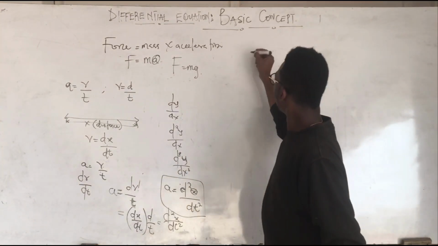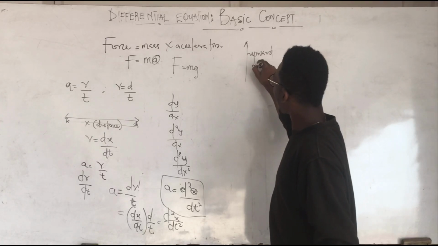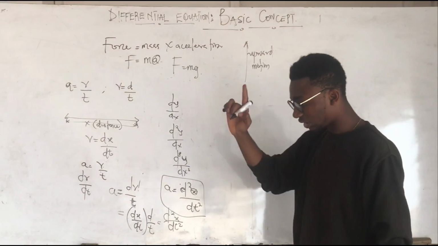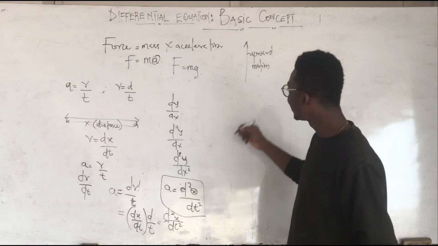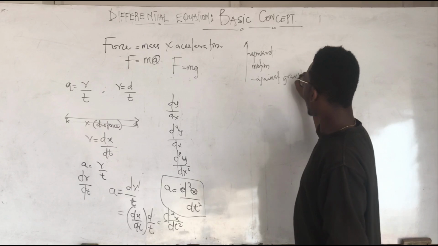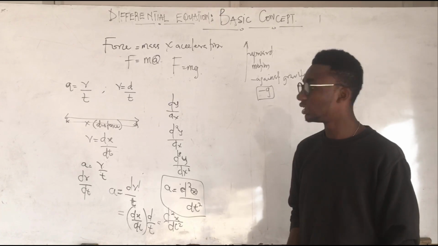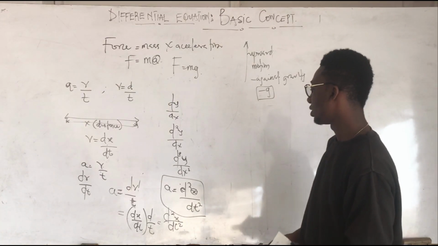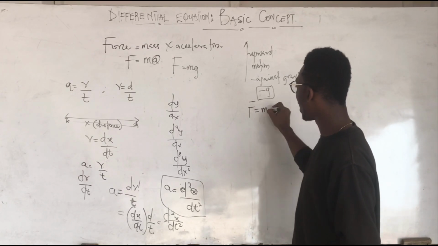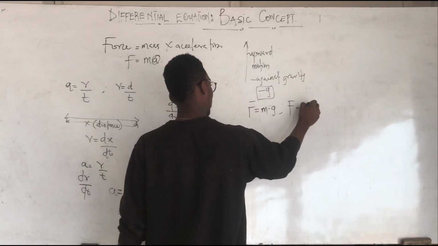With this understood, if you are considering an upward motion, that is when a body is accelerating upwards, it goes against gravity. So the acceleration due to gravity is considered as negative g. With that said, our force should be equal to the mass times negative g, which is simply F is equal to negative mg.